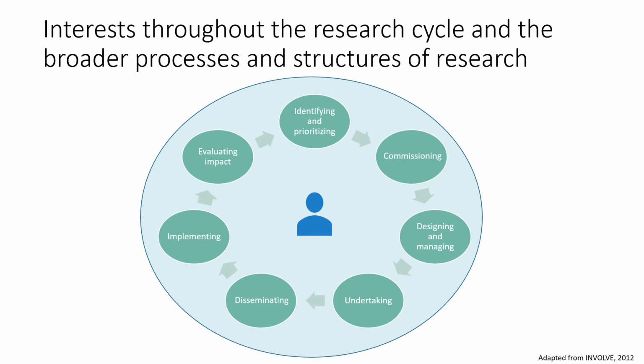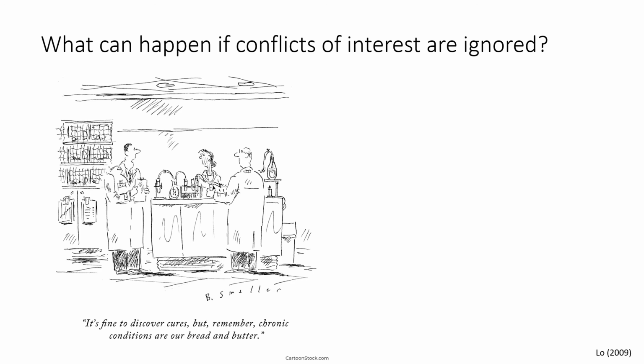End-user interests can also influence the broader processes and structures of research, as I mentioned before, related to funding or peer review of a journal. So, is this so dangerous? What can happen if conflicts of interest are ignored?